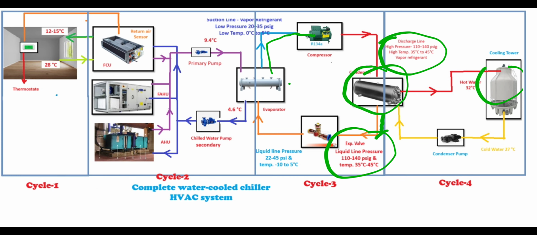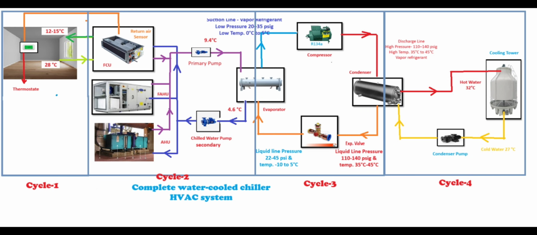The cooled liquid refrigerant will go to the expansion valve. What will the expansion valve do? It will reduce the pressure here. Once the pressure is reduced, on the liquid line, how much is it? 110 to 140 psi. And on the other side of the liquid line from the expansion valve, it is reduced to 22 to 45 psi, and the temperature has reduced to -10 to 5 degrees Celsius. This is the property of the gas, because of that it is happening.